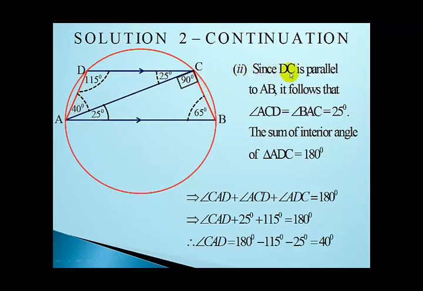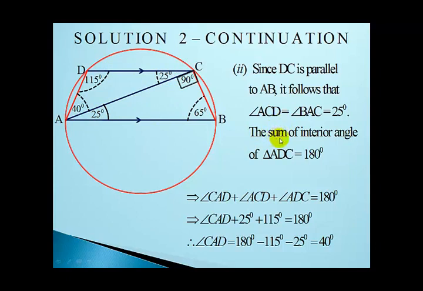Since DC is parallel to AB, it follows that angle ACD, the angle at C, that is 25, is equal to angle BAC. That is, alternate angles are equal. So since AB and DC are parallel lines, it means that the angle at A, that is BAC, is equal to the angle at C, that is ACD. So it's 25.